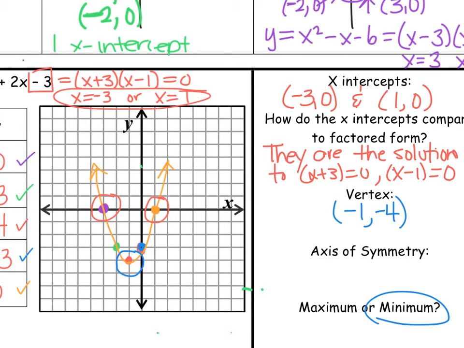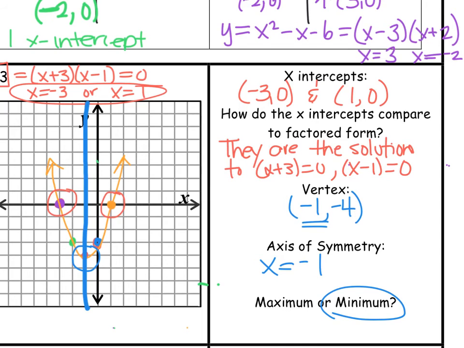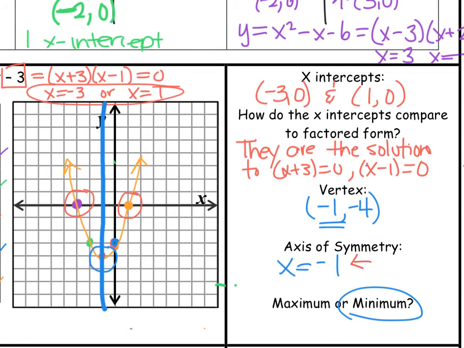Our axis of symmetry has to go through the vertex. So here is our axis of symmetry right there. And our axis of symmetry goes to the x value of the vertex. So our axis of symmetry is x equals negative 1. And this x equals negative 1, this is the halfway point. So that's where the parabola switches directions, and it's halfway between negative 3 and positive 1. That's our halfway point.